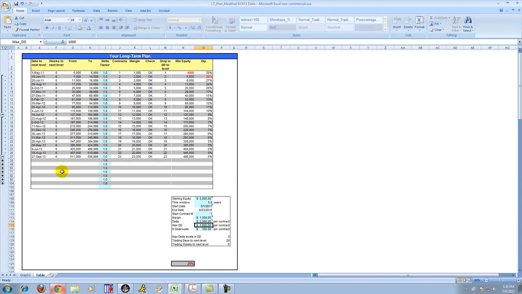So notice that with a 1 delta within September of... no, I started here May 1st. You should be able, by September 27, 2013, to be at $500,000. So this is a 1 delta. It's highly risky to go ahead and do that at this point.